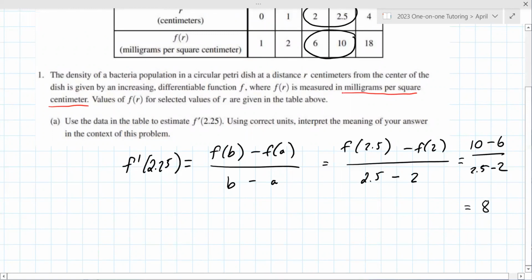But then we need units. So it's currently milligrams per square centimeter, and then the derivative adds another unit power, so it'd be milligrams per centimeter cubed, looks like.